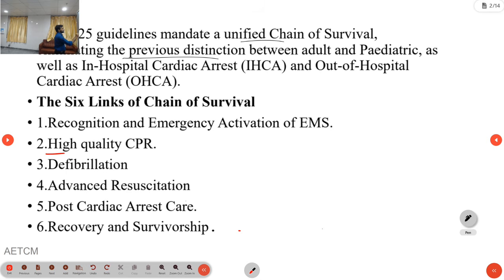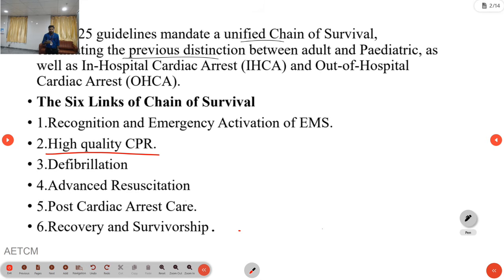Next is high quality CPR. So we have recognized what might be the reason for cardiac arrest and we have activated the emergency response system. After that, if there is no pulse and breathing, we need to perform high quality chest compressions. After making sure there is no pulse and breathing, we go ahead with high quality CPR, that is cardiopulmonary resuscitation.